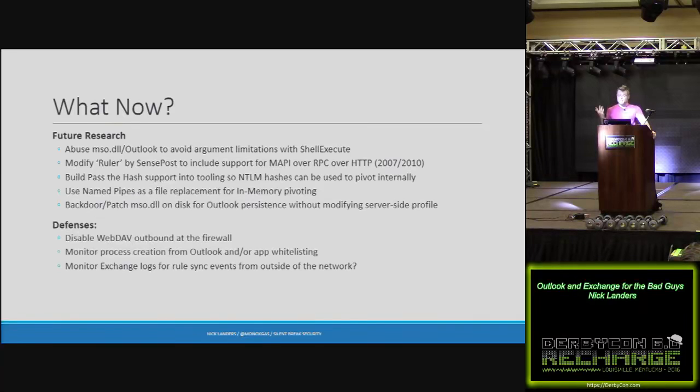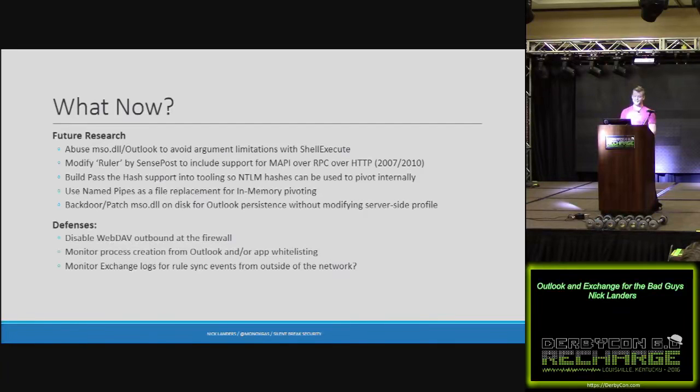You could use named pipes as a file replacement, so you could do in-memory pivoting. If you were on a box and you wanted to get to another box, you load up the file as a named pipe, supply it as an argument for the rule, and then get the remote system to read that named pipe like it was a file, and supply a bat over it, whatever, just so that you didn't have to write out to disk anywhere. I'm a fan of existing in memory. That's what my tools do.